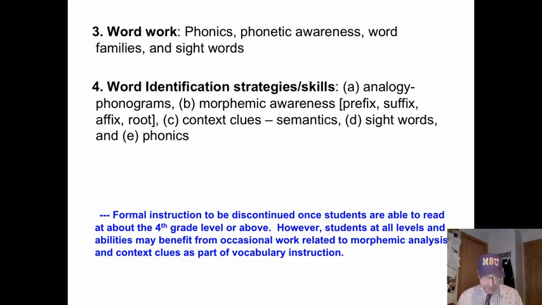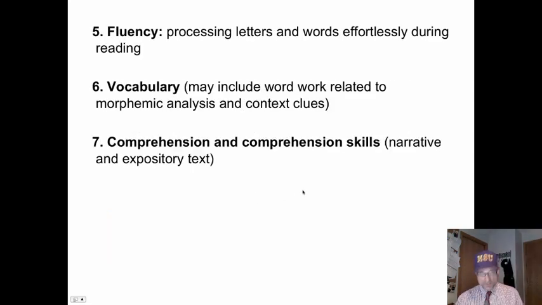As well, word identification strategies. These strategies we use. Yes, we use phonics down here, but that is the least efficient. Most of us use context clues, sight words, morphemic awareness, learning about prefix suffixation, and analogy, parts of the words that we recognize. Formal instruction discontinued at about the 4th grade level. Take this with a grain of salt. However, students at all levels benefit from occasional work related to morphemic analysis and context clues as part of vocabulary instruction. So this is a general rule of thumb.